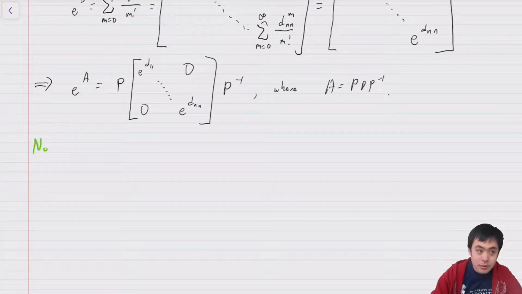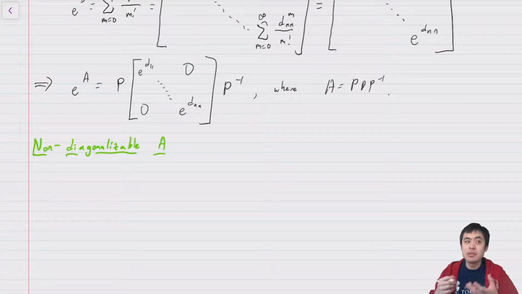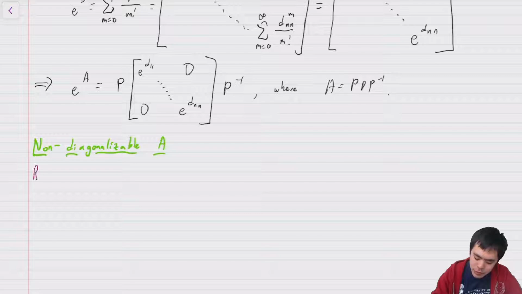So let's say a non-diagonalizable A. Since not all matrices can be converted into a diagonal matrix, you don't always have an entire basis of eigenvectors. Sometimes you have to deal with generalized eigenvectors. And so for this, we need to recall the Jordan canonical form. So let me just go ahead and state it again. Jordan canonical form.